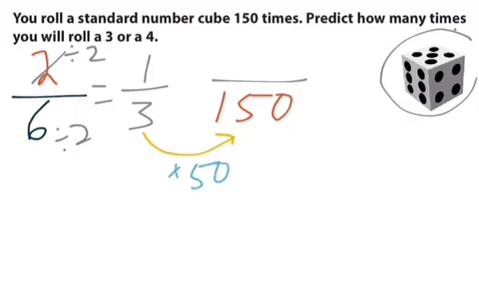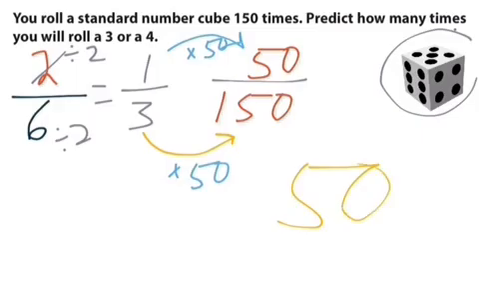So 3 times 50 equals 150. Whatever we do to the bottom, we do to the top, times 50 here. And basically I'm going to get 50 right here as an answer. So we could predict that if we rolled this die 150 times, a reasonable prediction would be that 50 times we would land on either a 3 or a 4.